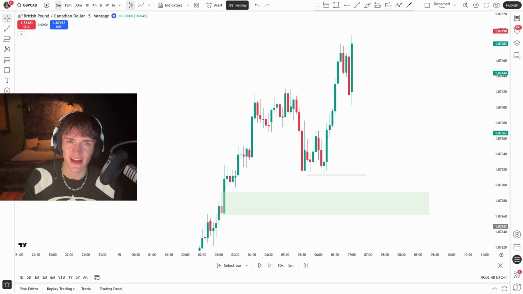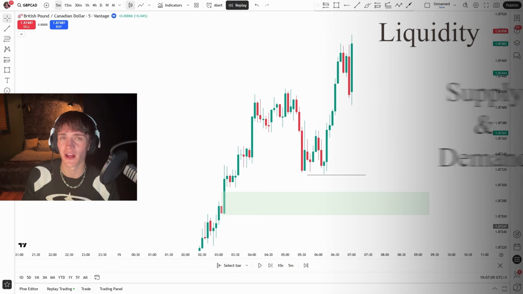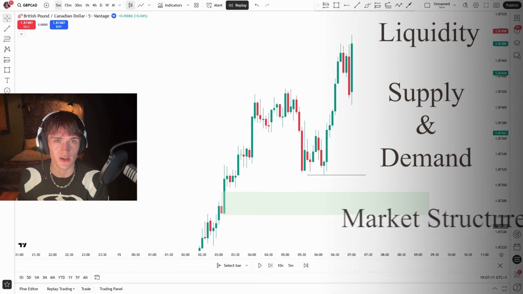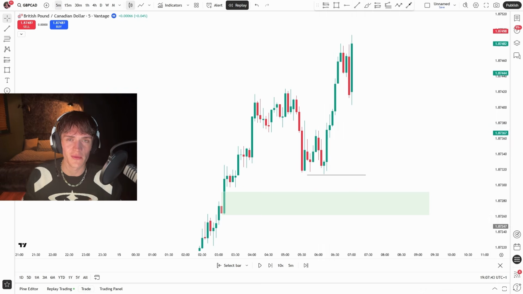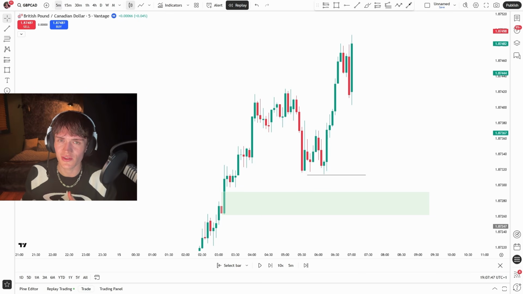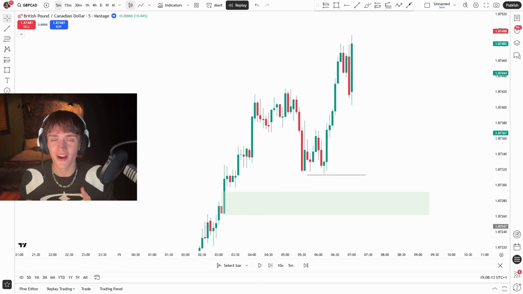Now we're starting to stack confluences, and we already have three of the biggest market movers behind us, those being liquidity, supply and demand, and just general market structure. Most retail traders are going to dumb this down to support and resistance, but when you actually dig deeper, there is so much more going on. We're not just buying and selling at random levels. We are aligning ourselves with the people that actually move the market.